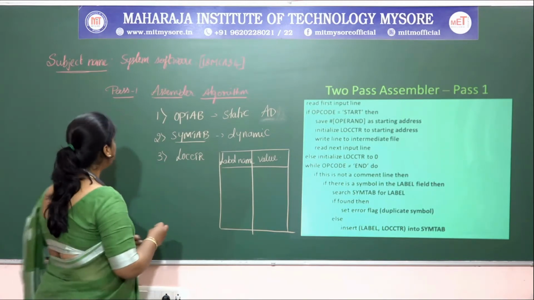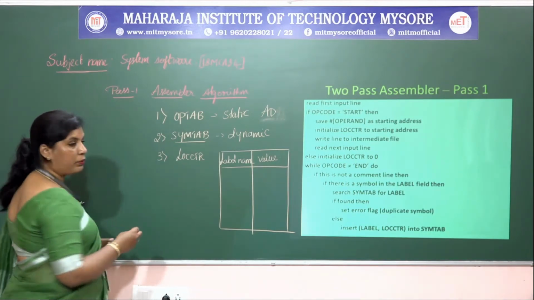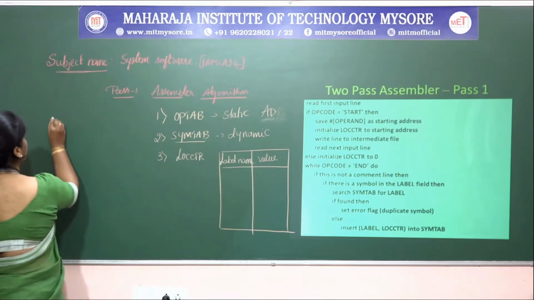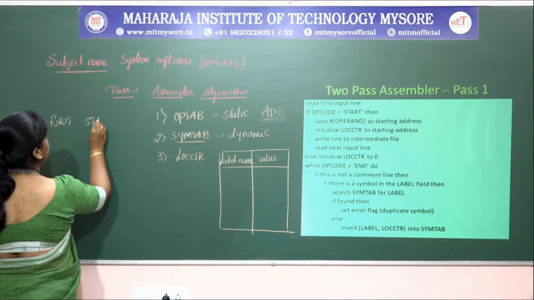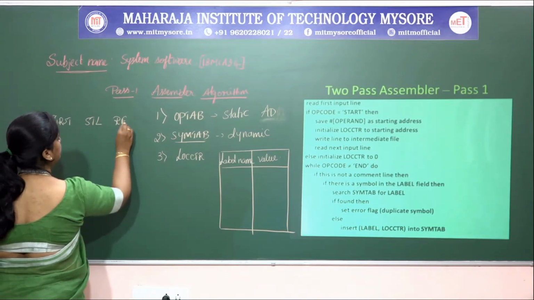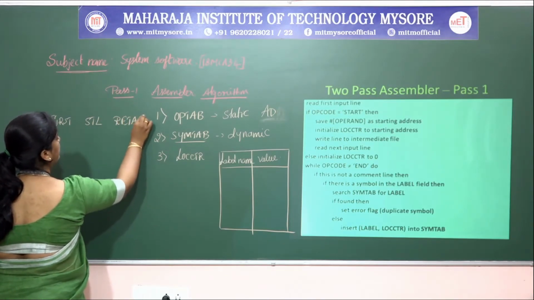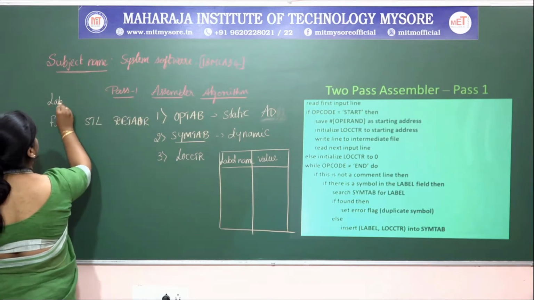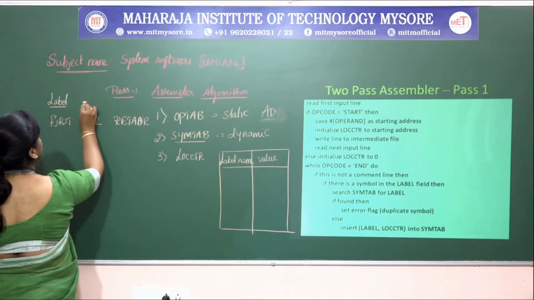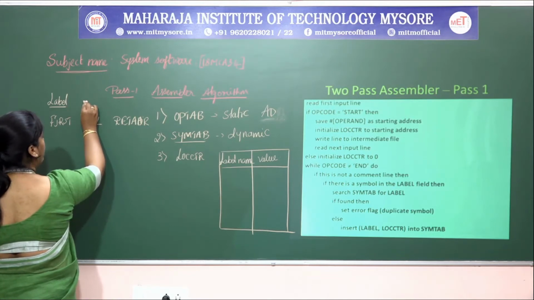For example, in the program we are taking, the first instruction is STL RETURN address. Here this is the label field, and this is the operator or mnemonic field.